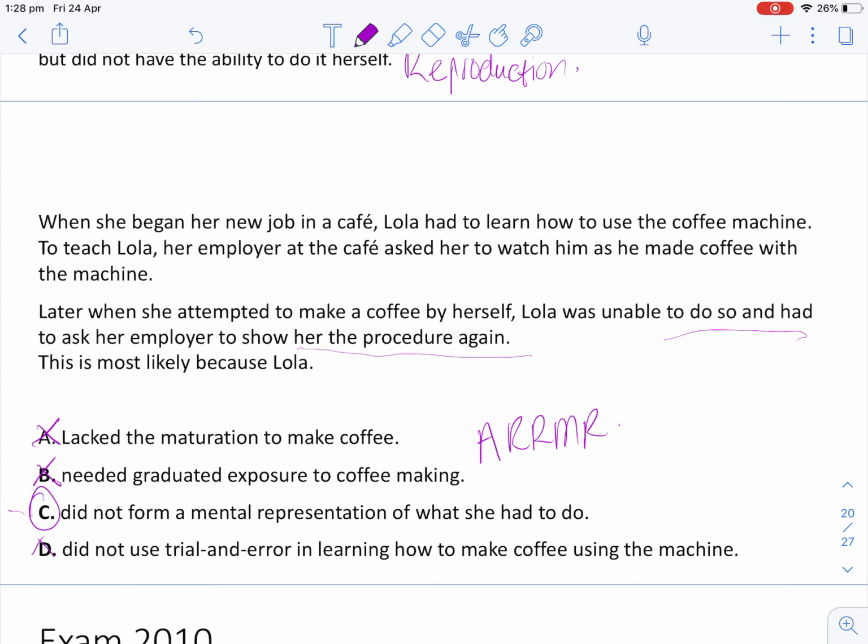So it goes back to that attention stage. So when she attempted to do it, she had to ask her employer to show her again. So maybe she didn't pay enough attention, or she was not able to retain the information that she had observed in that situation.